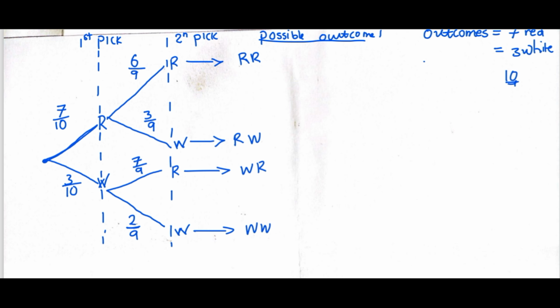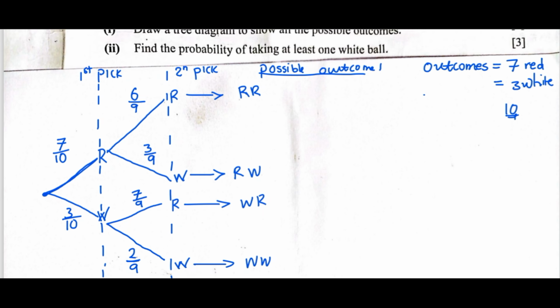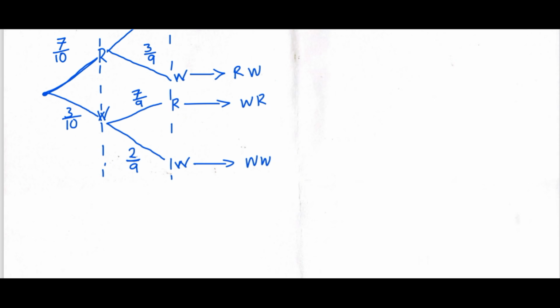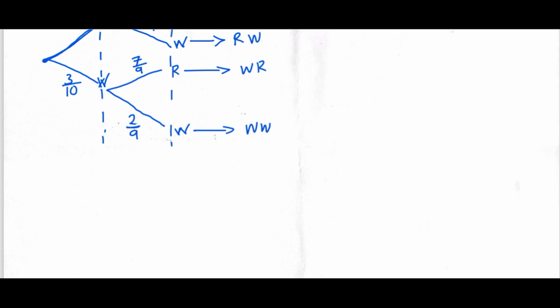So this is our answer for this probability. Now we can go back to Roman number 2. Find the probability of taking at least one white ball. At least one. The words at least mean that as long as there is one white, whether there are 2 or 3, as long as there is at least one white, it can be one or greater.